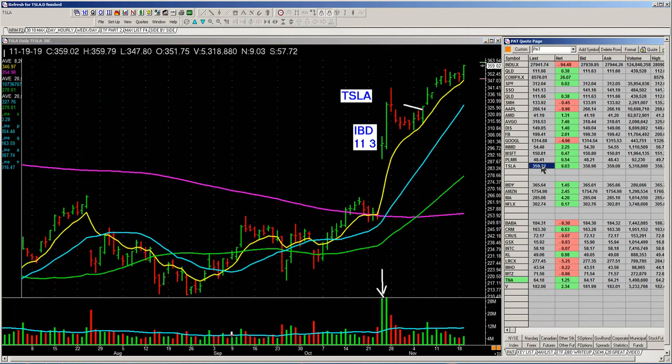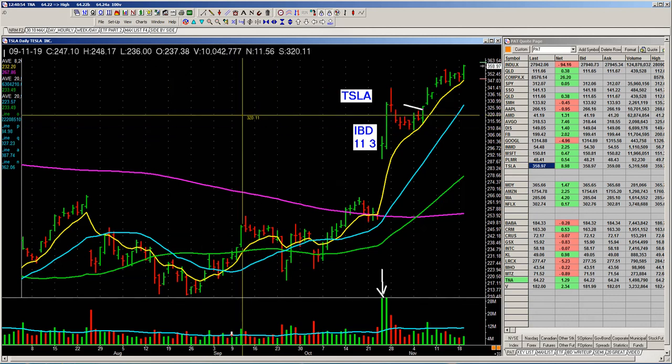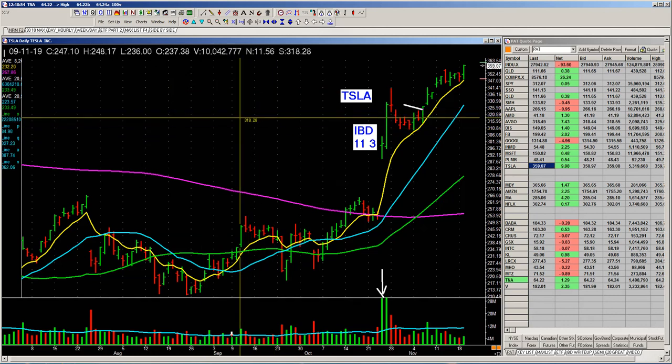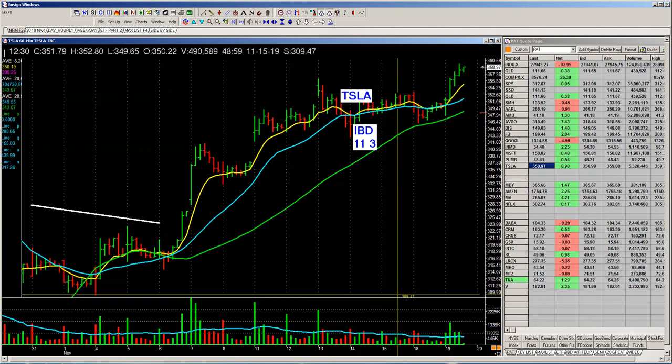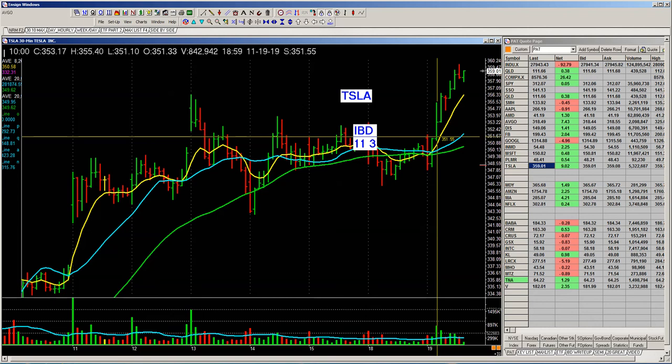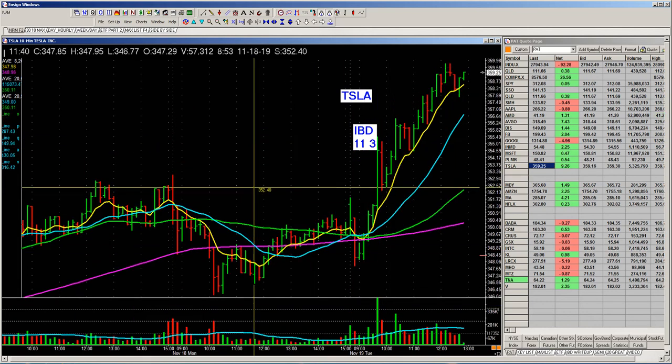Let's just do Tesla right here. Here's the daily. And you're looking at a daily chart on your system. I'm sure you have a hotkey. Here's the hourly. There it is. Here's the 30-minute. And here's the 10-minute. Look at the volume. Anyway, that's how I set it up. And I'll tell you, it works great.